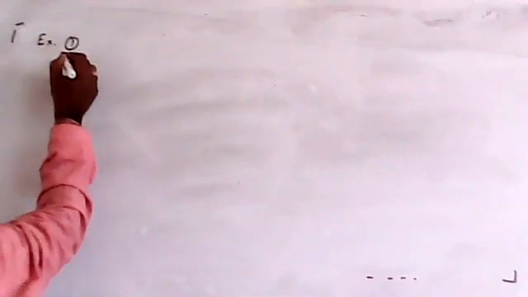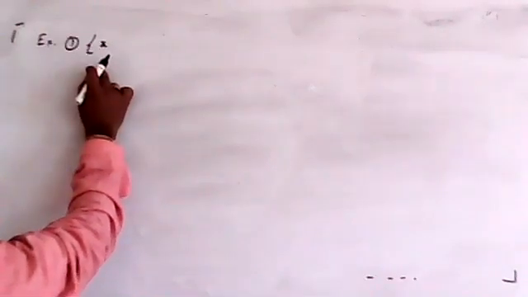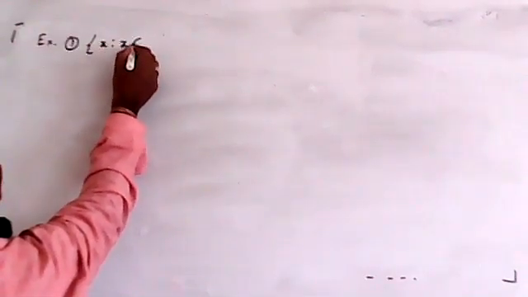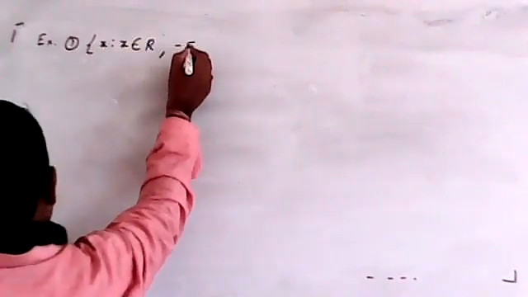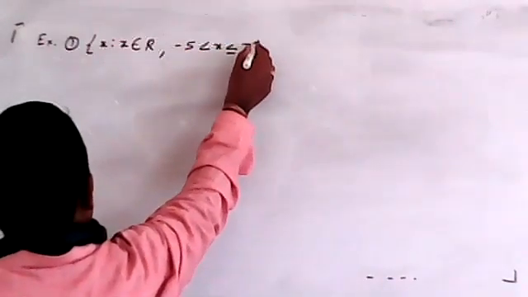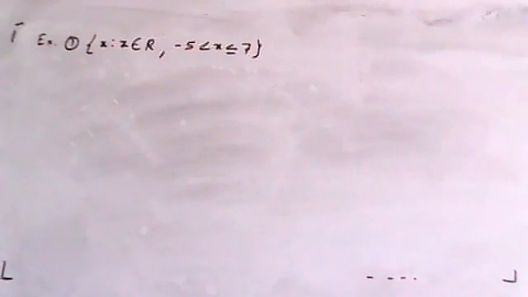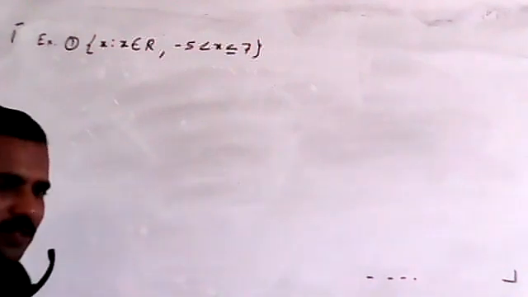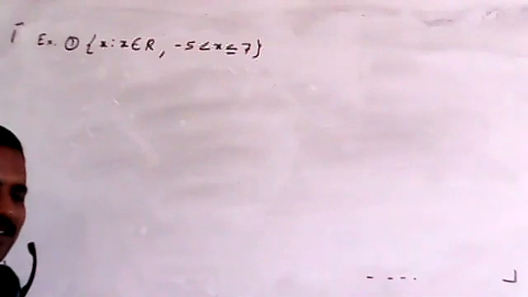Now some examples I'm writing. Okay, first one. The set of all x such that x belongs to the real number set, and minus 5 is less than x, but x is less than or equal to 7. Is it in set builder form or roster form? Very good. Only Prithvi is always answering first. Is it in set builder form or roster? Anirudh, it is not in roster.